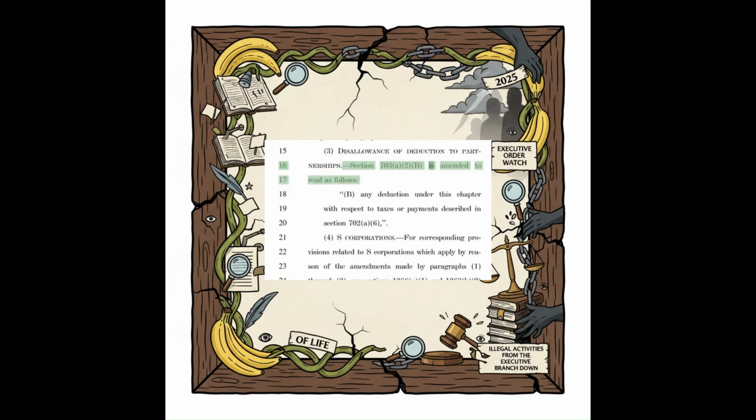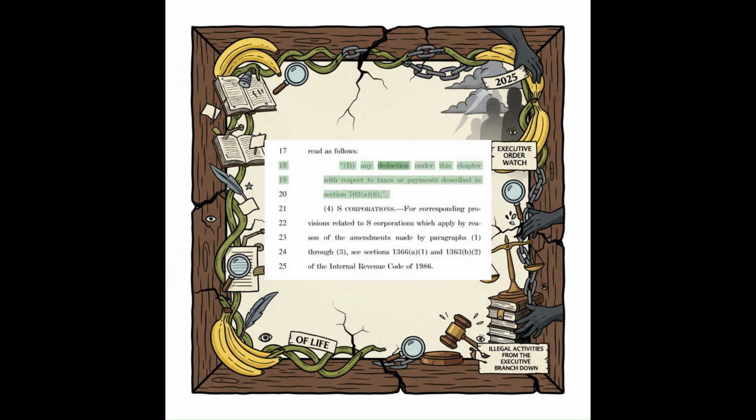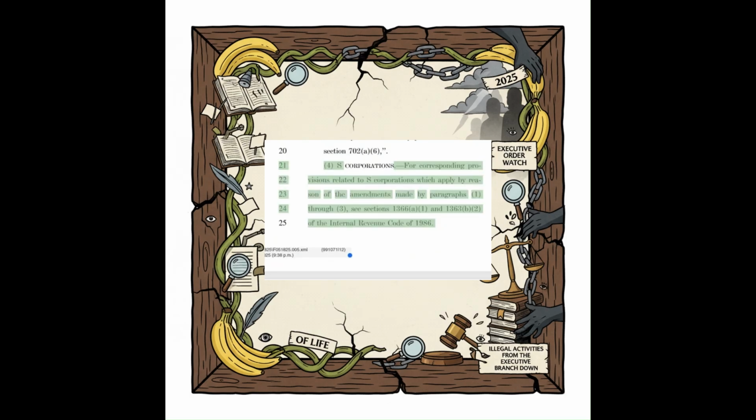Allowance of deduction to partnership. Section 703 is amended to read as follows: Any deduction under this chapter with respect to taxes or payments described in Section 702. For corresponding provisions related to S corporations, which apply by reason of the amendments made by paragraphs through, see Sections 1366 and 1363 of the Internal Revenue Code of 1986.